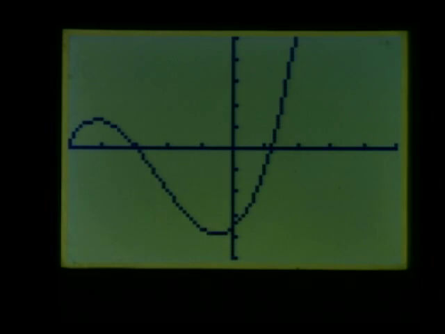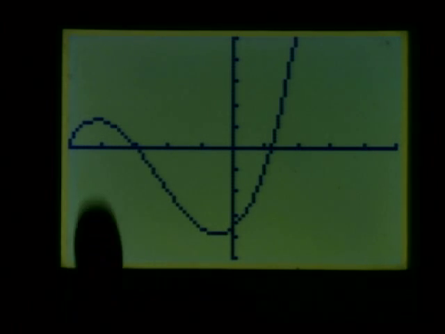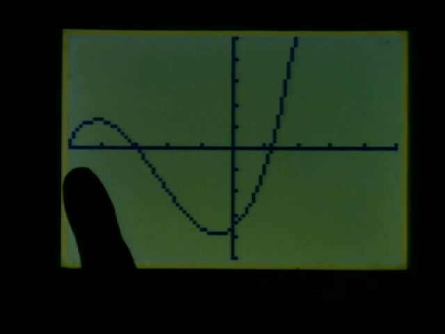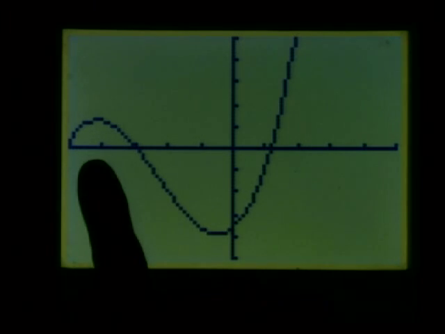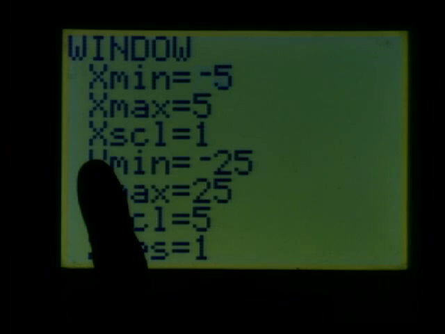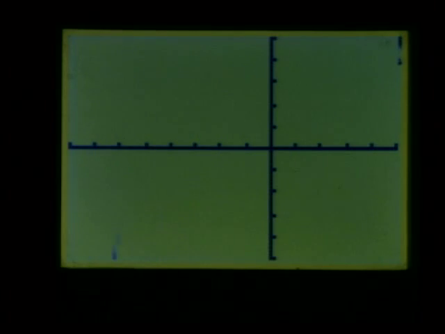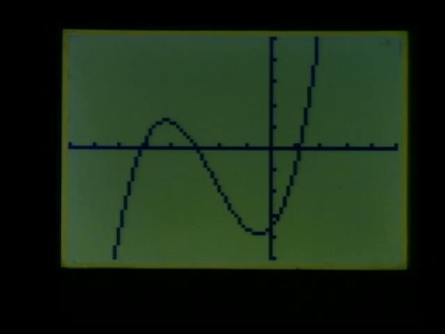Okay, does it look like it exhibits the characteristics of a cubic? Now the one thing I'm a little concerned about here is it doesn't really show it dropping off more to the left. So what I'm going to do is come back and reset the viewing window a little bit by going a little bit further to the left. So x minimum, I'm going to make it minus 8 instead of negative 5, and hit graph again. Now I can see those characteristics.